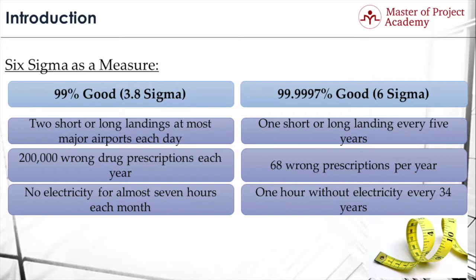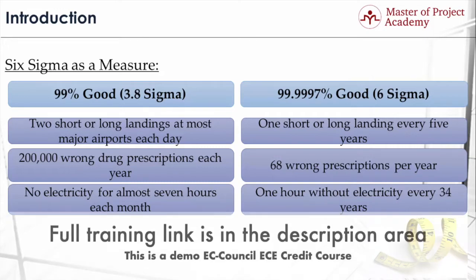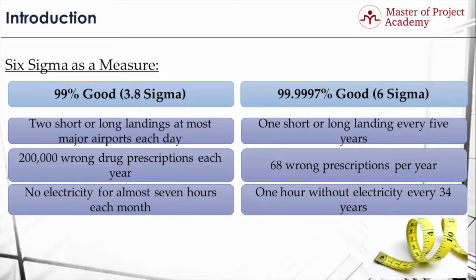It clearly means that the sigma level requirement for every process or vertical would always vary. Of course, there would always be an area for improvement because process improvement is an ongoing process. It's not a one-time activity. Your process or vertical owners will take a call what kind of sigma level does their process require or what is actually good to their process. During this lecture, I described Six Sigma as a measure and provided examples from real life for different sigma levels. During the next lecture, I'll be describing why Six Sigma.